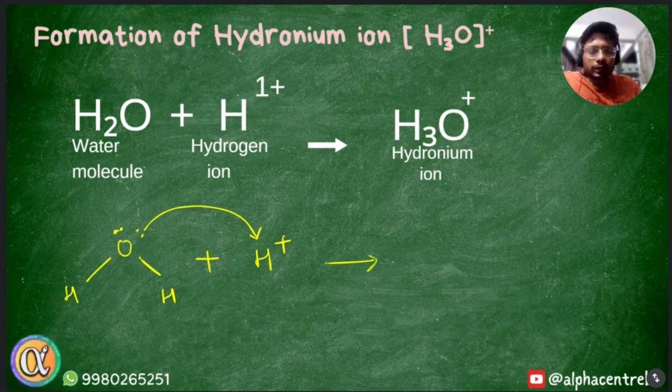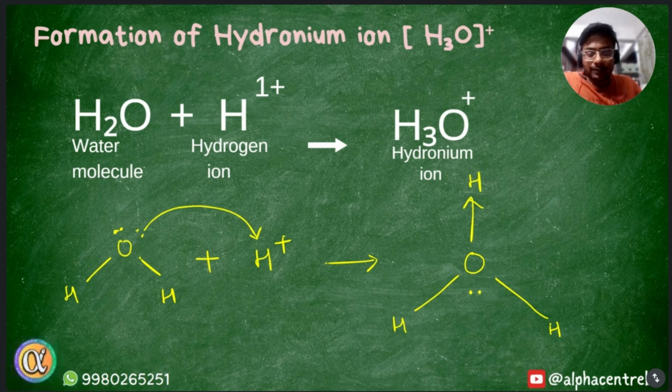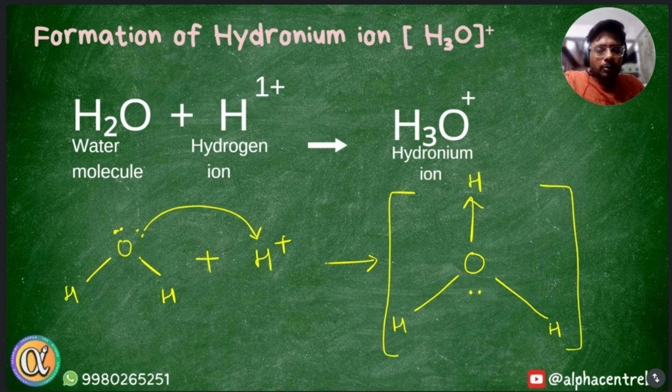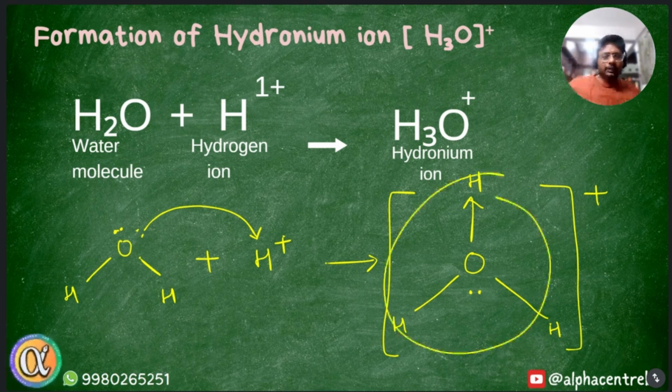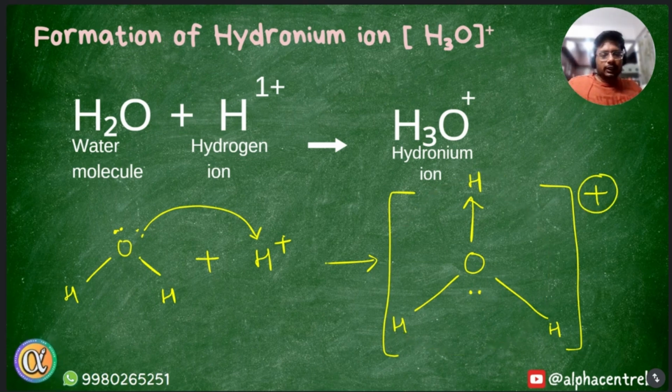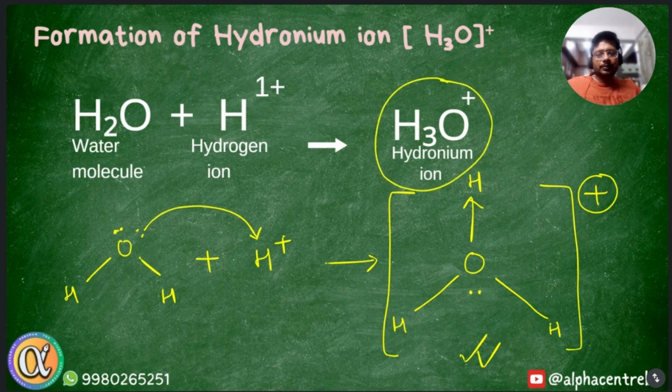So finally, oxygen has 2 pre-existing bonds with hydrogen and one coordinate bond with H plus. Oxygen still has a lone pair left. And overall, I put a positive charge. This charge came with this H plus, but because this whole thing is now one big species, I'm saying overall it has a plus charge. This whole structure can be condensed and written as H3O plus.